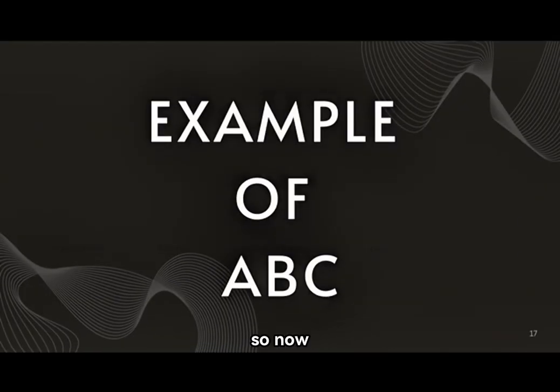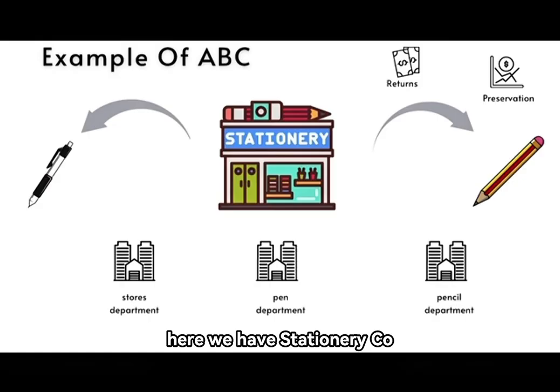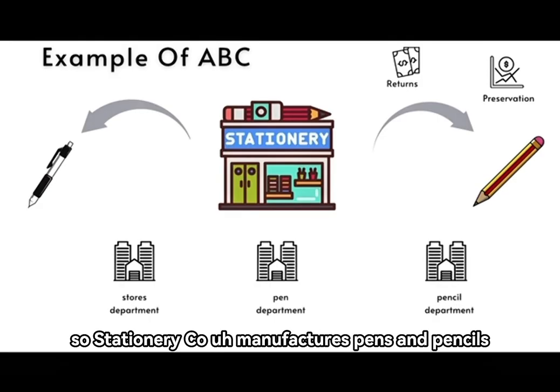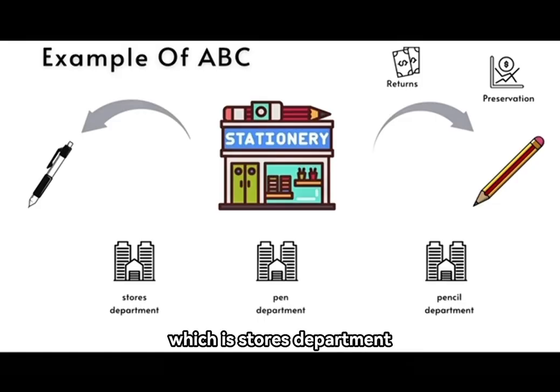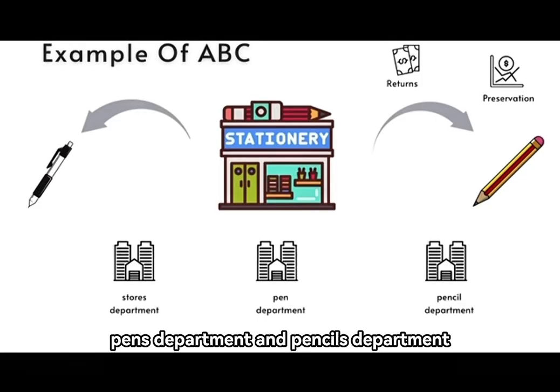So you have gone through the step-by-step process for activity-based costing. Now I will give you an example of activity-based costing for producing a product. So let's get started. Here we have Stationery Co. Stationery Co. manufactures pens and pencils. There are 3 departments involved in the activity-based costing process, which are the stores department, pens department, and pencils department.